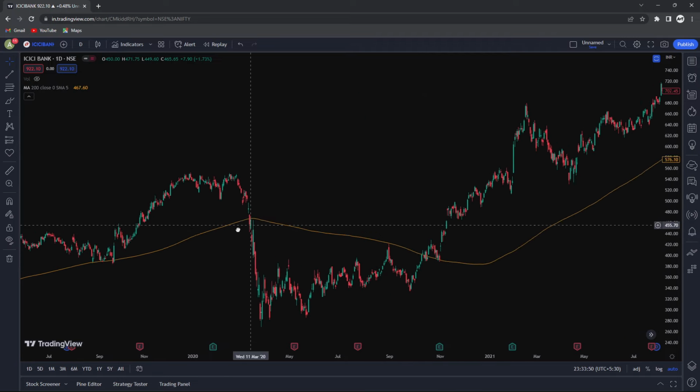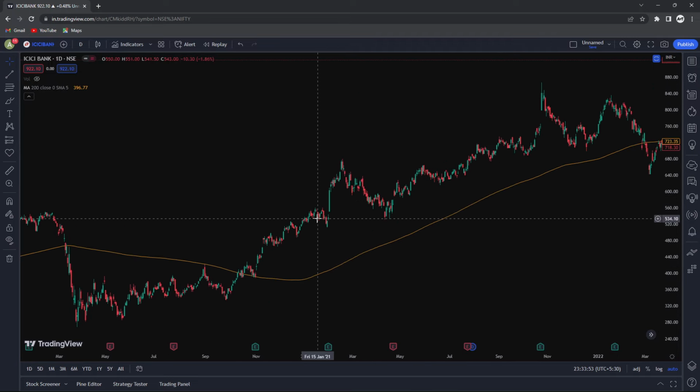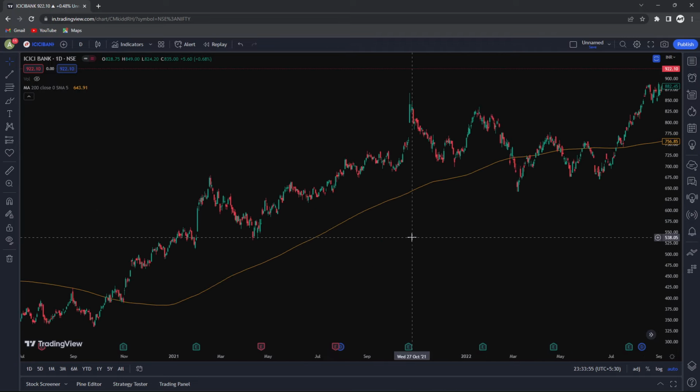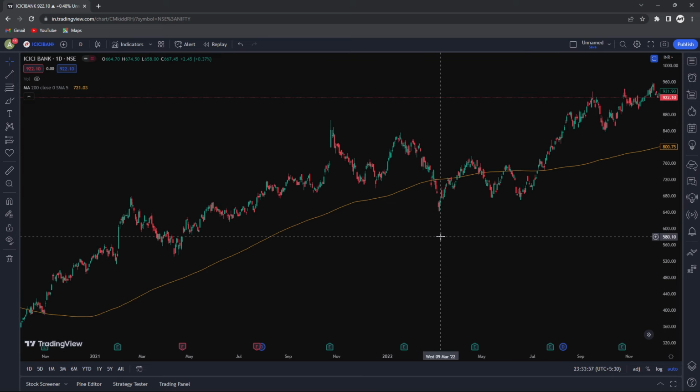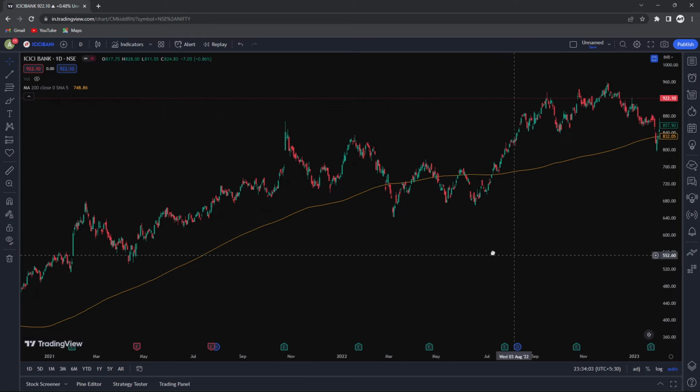If you are a swing trader or a positional trader, you should have this indicator, in my opinion. Mostly use price action, that would be good, but do use this indicator. It would be a very helpful tool to you.